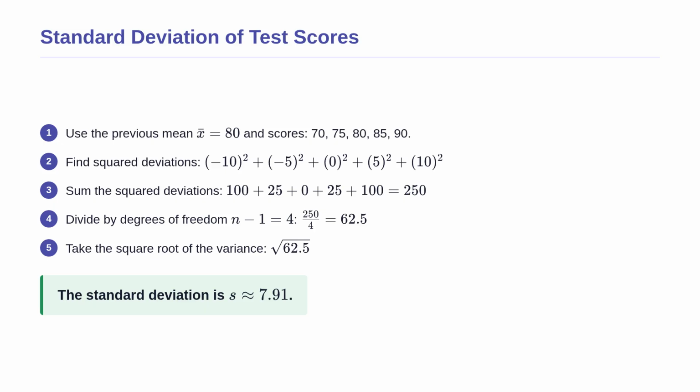Next, we add these together to get a total sum of 250 in the numerator. We divide this by our degrees of freedom, which is 4, resulting in a variance of 62.5. Finally, taking the square root gives us approximately 7.91. Physically, this means most students scored within about 8 points of the average, proving the teaching method produced consistent results.